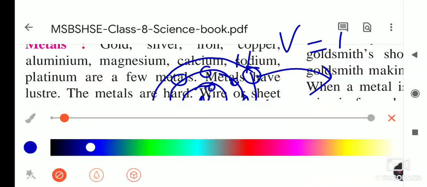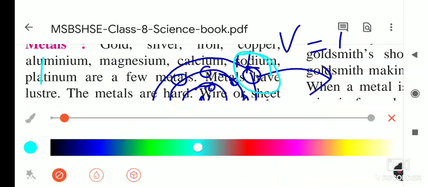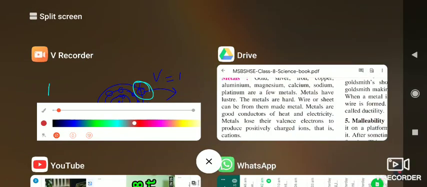So which is the valence electron here? This is the valence electron, and that valence electron is donated or given away, and then it gets a positive charge. For example, sodium: how does it get a positive charge? Just as I told you, sodium is there.